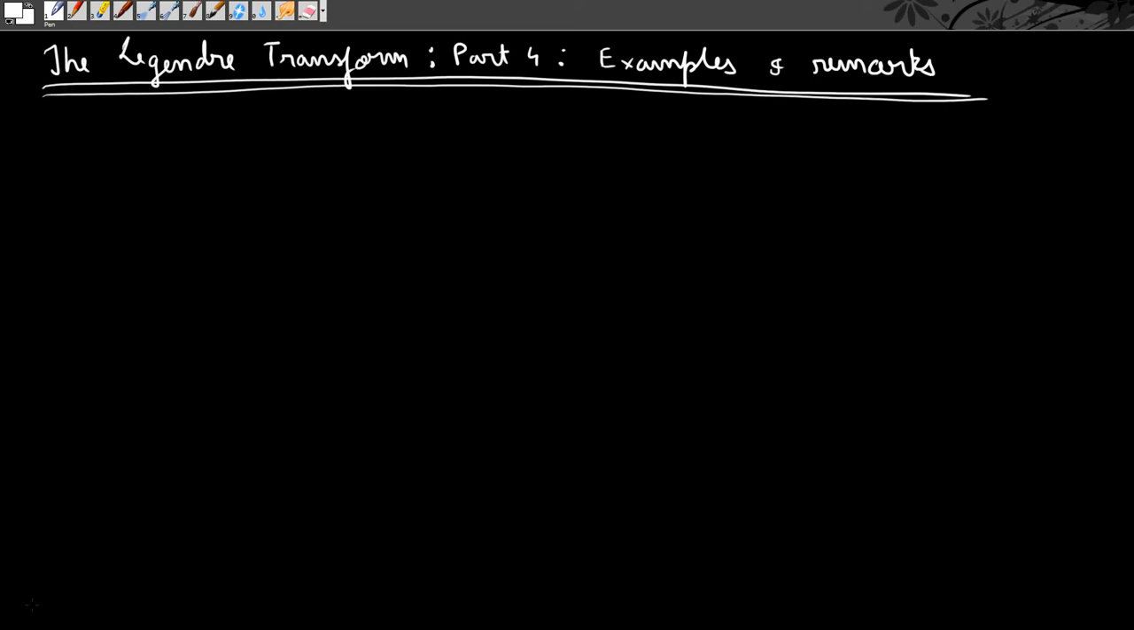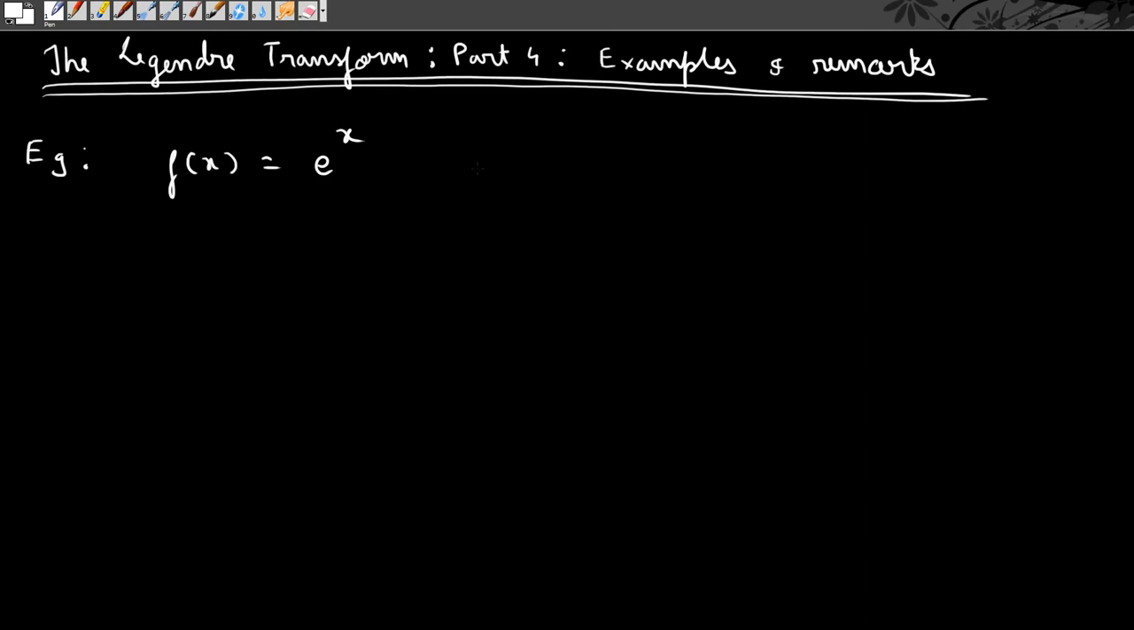This is the fourth lecture on the Legendre Transform, and in this video we are going to work out some examples and note down some important remarks so that we understand the Legendre Transform better. Alright, so let's begin. Our first example is going to be f of x equal to e power x.